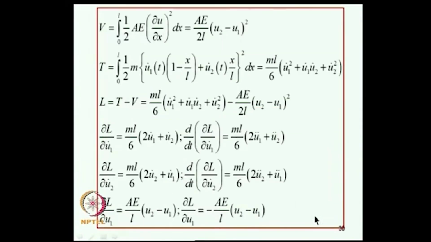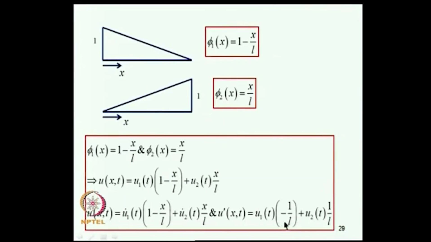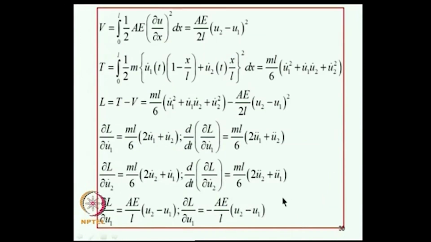Now I can substitute this into my expression for strain energy and kinetic energy. The strain energy is given by half A e dou u by dou x whole square. If I substitute that dou u by dou x, as you have seen here, it is u2 minus u1 by L, it is independent of x. So I can quickly evaluate this. Next, kinetic energy, this is half m u dot square. So u dot is u1 dot of t into 1 minus x by L plus u2 dot of t into x by L, whole square, dx. Now these are simple polynomials, so I can quickly integrate this.